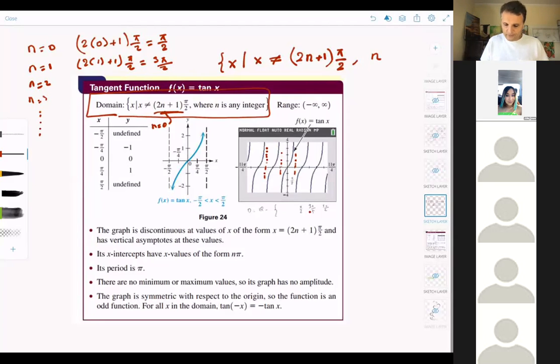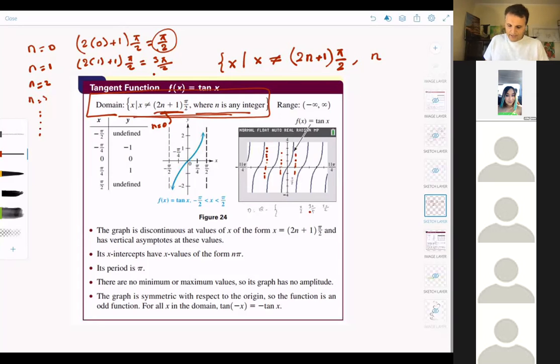So when you write it like this, we get that we cannot plug in those numbers. So for the domain of tangent, this is the domain. It should make sense to you now. You will have it in your note sheet, and there's no challenging question about this. Any question? No question?